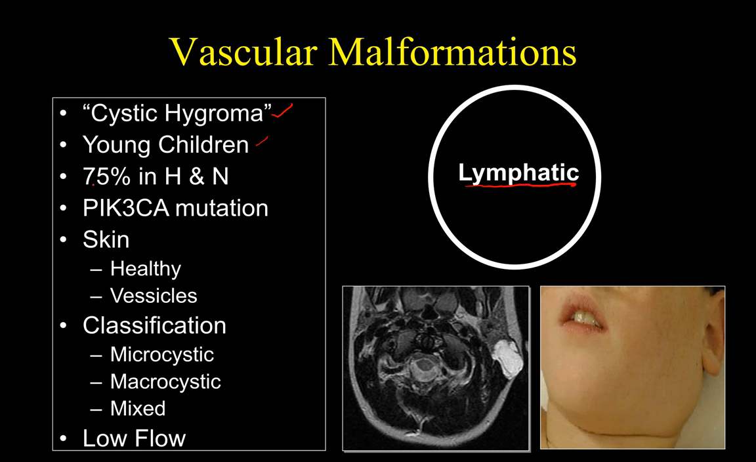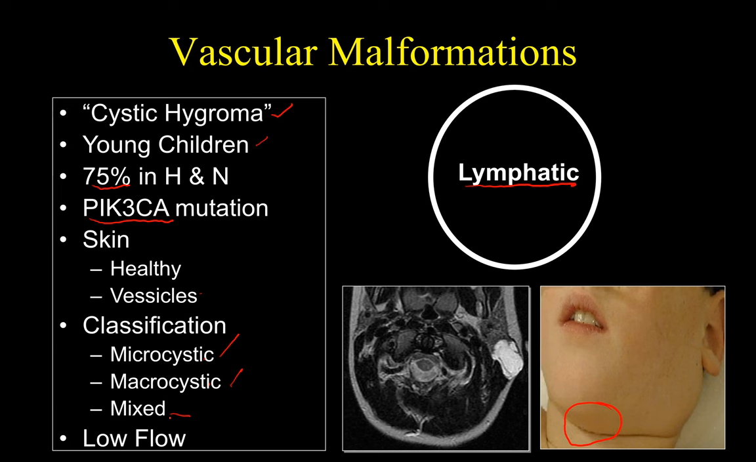75% arise in the head and neck area. It is, again, associated with this mutation, PIK3CA. It's associated occasionally with skin vesicles. So on rare occasion, I think this sort of shows it here. Occasionally, you can have these little vesicles on the skin. And it is classified as microcystic, macrocystic, and mixed. And again, when I was a resident, that's the only thing I remembered about lymphatic malformations. I remember it was microcystic, macrocystic, and mixed.